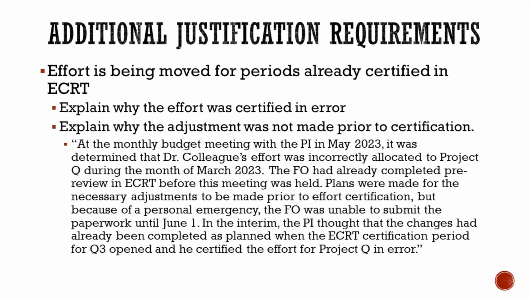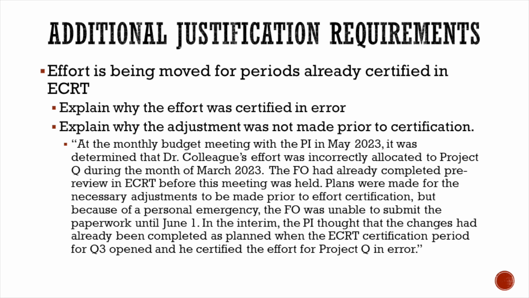Okay, here's our example. At the monthly budget meeting with the PI in May of 2023, it was determined that Dr. Colleague's effort was incorrectly allocated to Project Q during the month of March 2023. The FO had already completed pre-review in eCert before this meeting was held. Plans were made for the necessary adjustments to be made prior to effort certification, but because of a personal emergency, the FO was unable to submit the paperwork until June 1st. In the interim, the PI thought the changes had already been completed as planned when the eCert certification period for Q3 opened, and he certified the effort for Project Q in error.